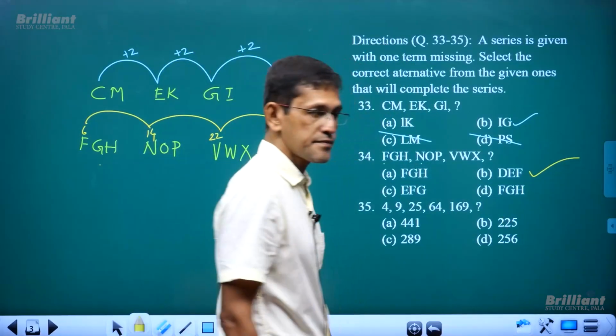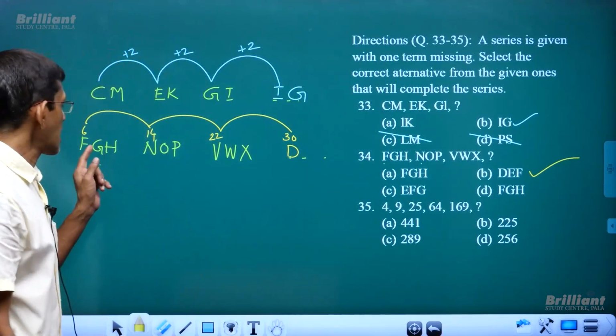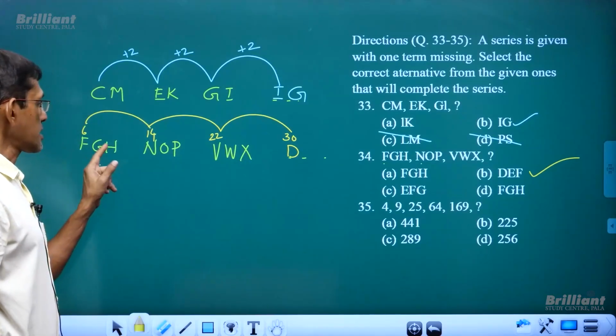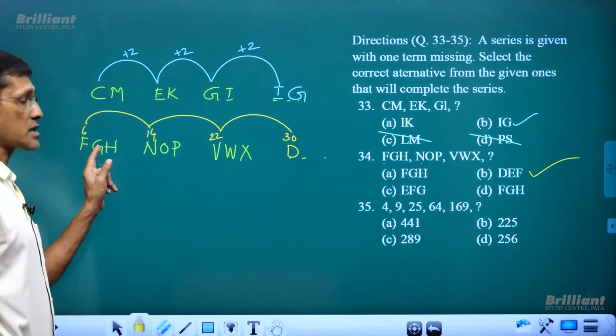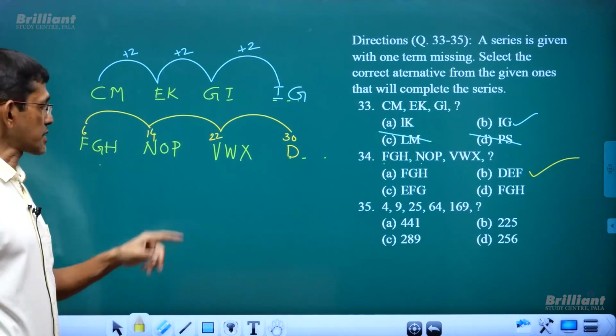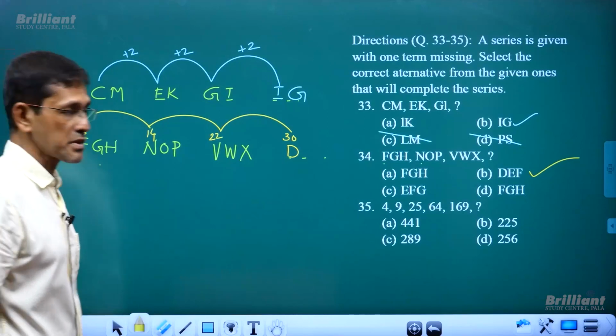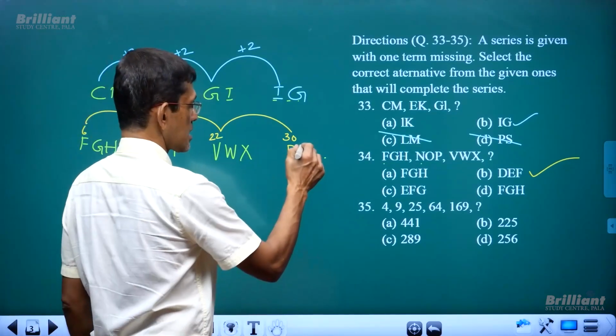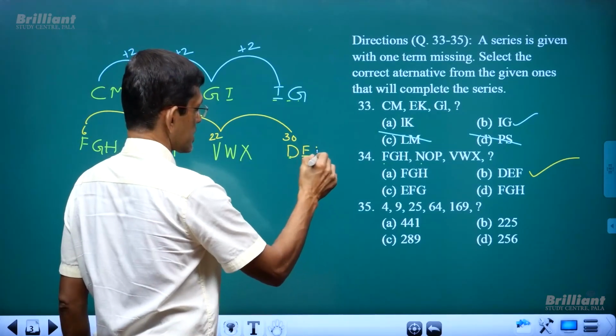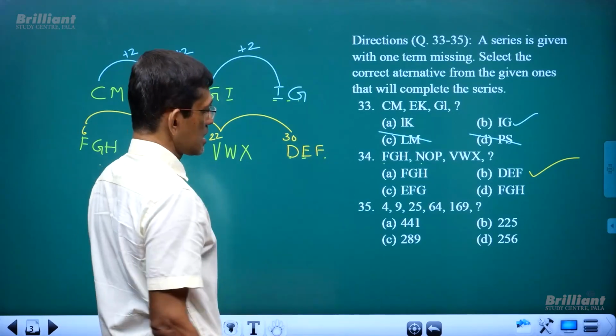So the answer is D, E, F. At the same time, you can see that all the letters here, F, G, H, N, O, P, are consecutive. F, G, H, 3 letters consecutive. And N, O, P, consecutive. V, W, X, consecutive. So once you get D as the first letter, the next 2 letters are consecutive. D, E, F. So the final answer, D, E, F.